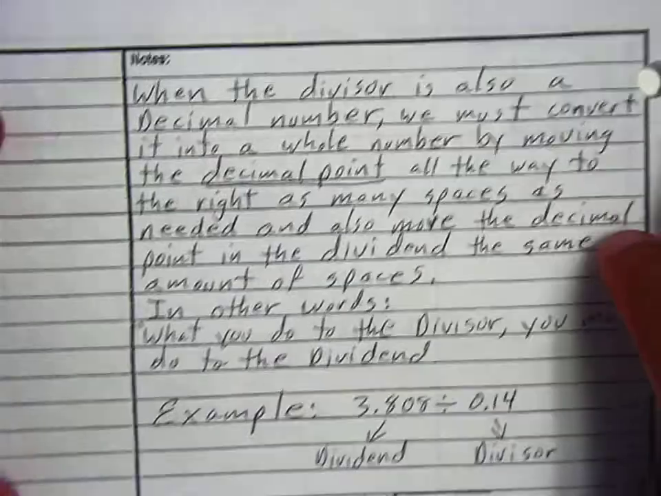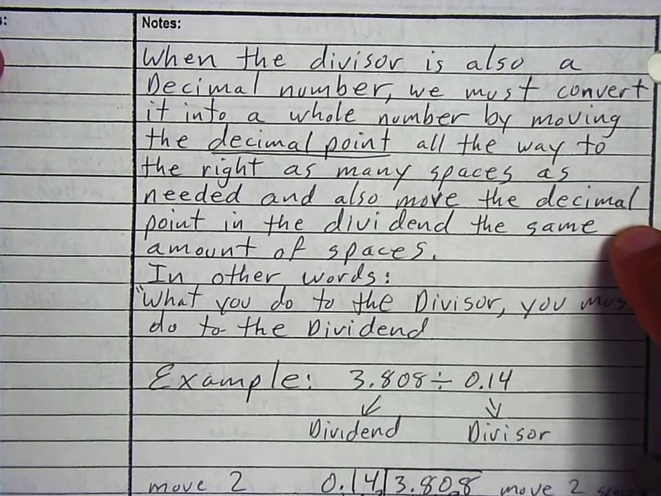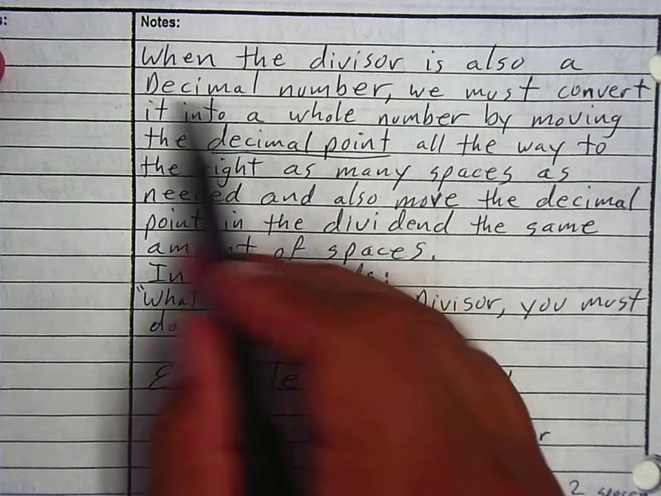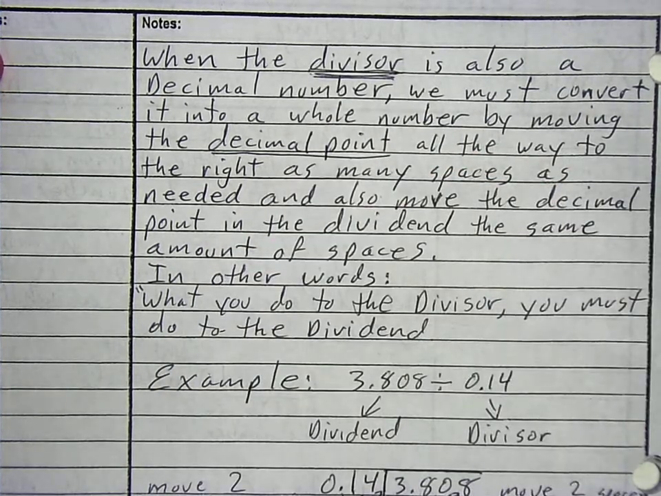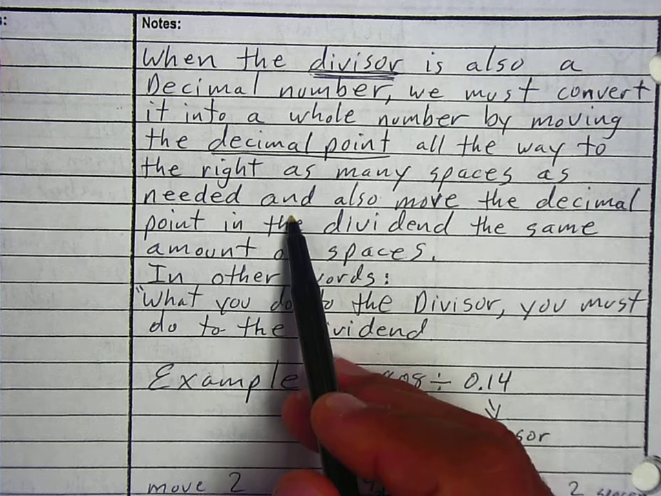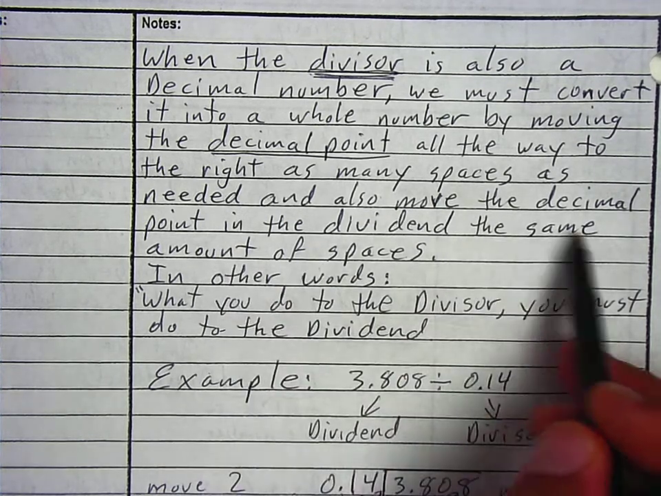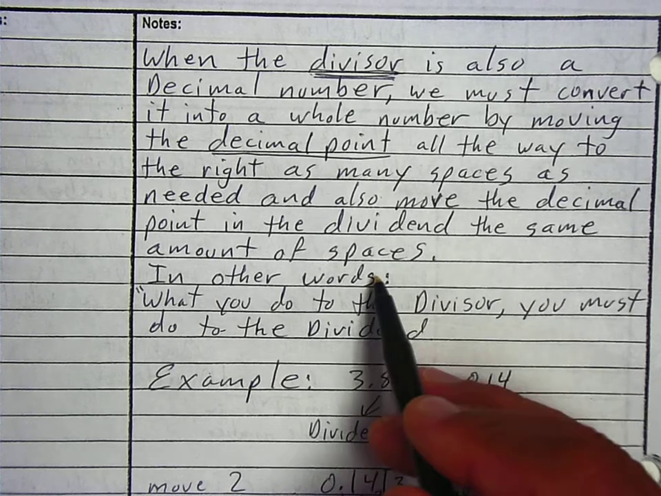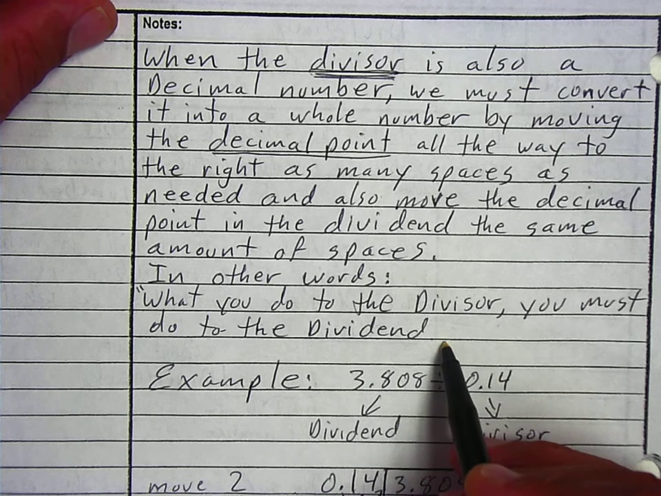Now, this is a different situation. When the divisor is also a decimal number, we must convert it into a whole number by moving the decimal point all the way to the right as many spaces as needed, and also move the decimal point in the dividend the same amount of spaces. In other words, what you do to the divisor, you must do to the dividend.